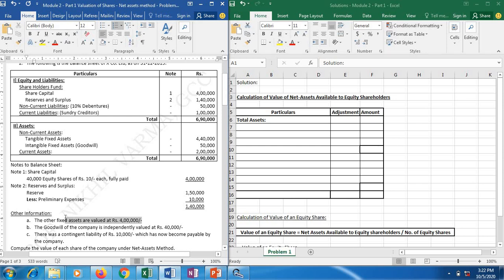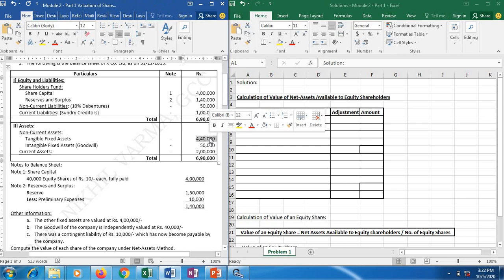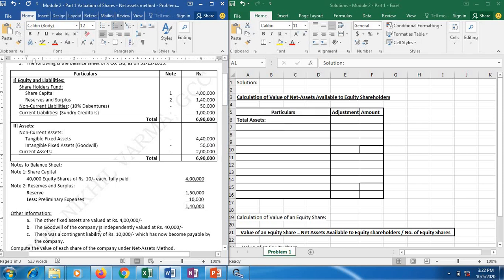Now what are these other fixed assets? Other fixed assets are nothing but tangible fixed assets. So tangible fixed assets are valued at 4 lakh. Market value is given, so we are going to take market value and not book value. The goodwill of the company is independently valued at 40,000. The market value of goodwill is 40,000 and it will be considered as 40,000 and not 50,000.